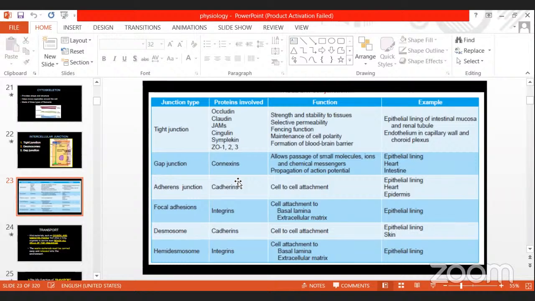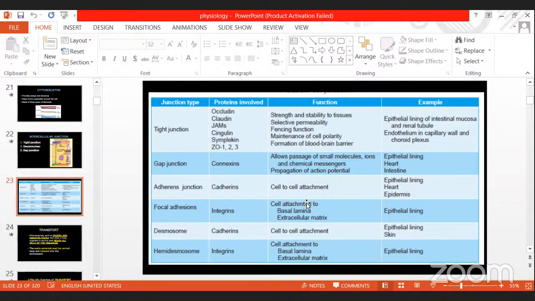The fourth one is focal adhesion. Focal adhesion is the cell attached to the basal lamina and extracellular matrix. One cell is attached to the basal lamina and extracellular matrix. That is the example of the epithelial lining of the intestine and so on. And this is provided by integrins.